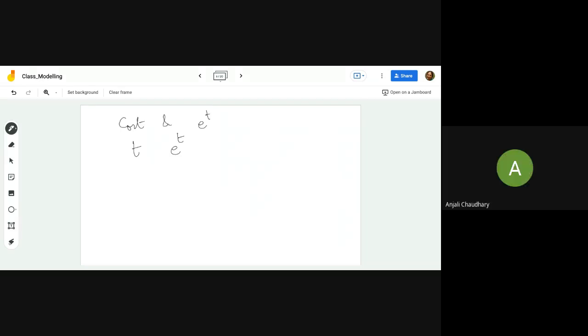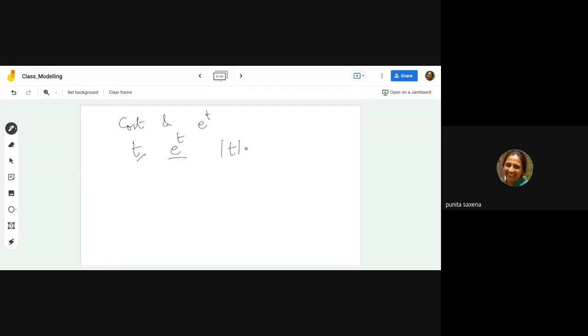Ma'am, they are not intersecting. No, they are not intersecting. Fine. Which graph lies where? I mean, which graph is above and which graph is below? Ma'am, e to the power t is above. e to the power t is above the graph of what? t. For every value of t.